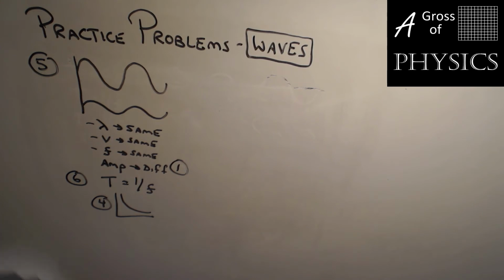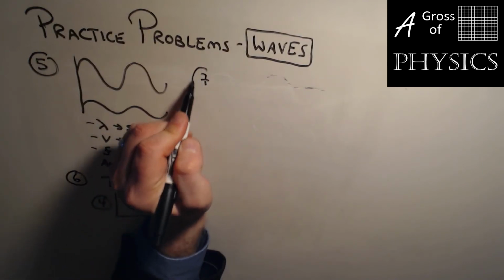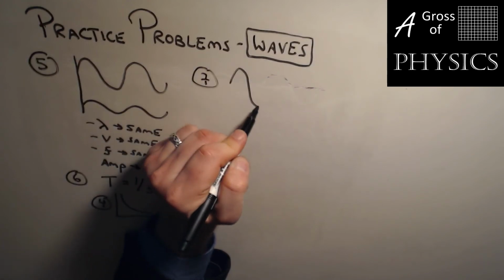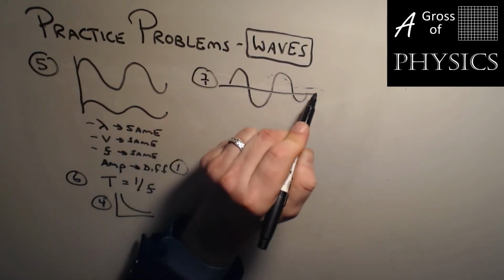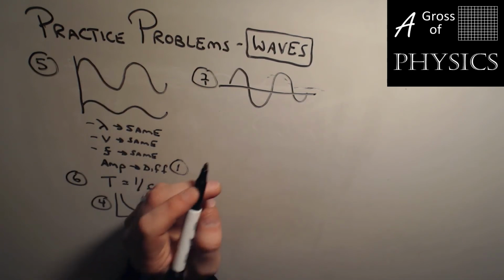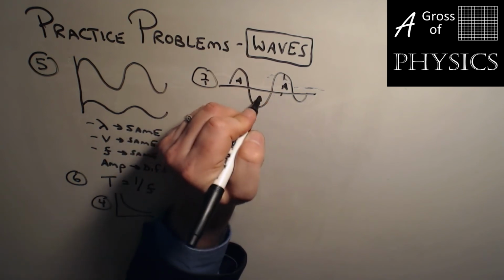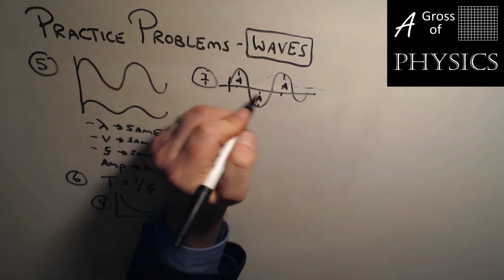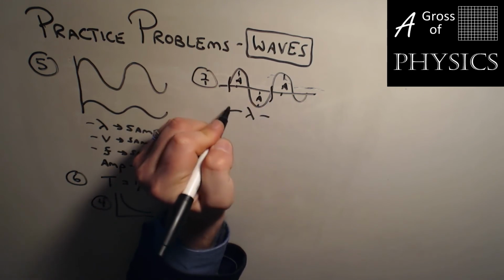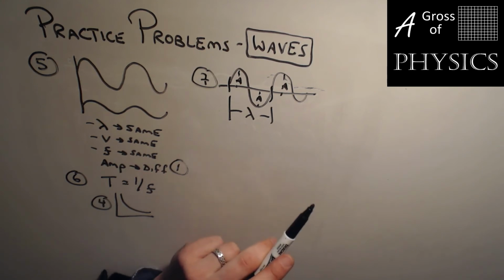All right, next page, which is number 7. We have a graph that looks something like this. And it wants us to label the proper amplitude and wavelength. Now, amplitude is from rest to crest, so any of these vertically are amplitudes. And the wavelength is one complete oscillation of a particle on the wave.